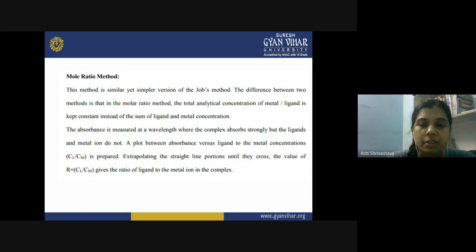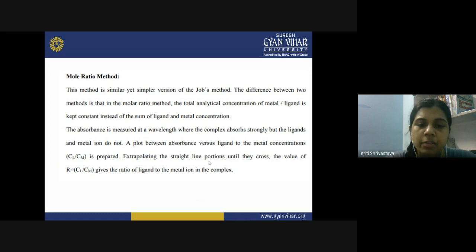After preparing a series of solutions and getting the absorbance for each of the solutions, we now plot a graph of absorbance versus ligand to metal concentration. The overall concentration we keep constant, but we vary this ratio. This is Cl by Cm. We take it on the x-axis, and on the y-axis we take absorbance, and then you get a curve. When you extrapolate the straight line portions and they cross each other, the value of R gives the ratio of the ligand to metal ion in the complex.